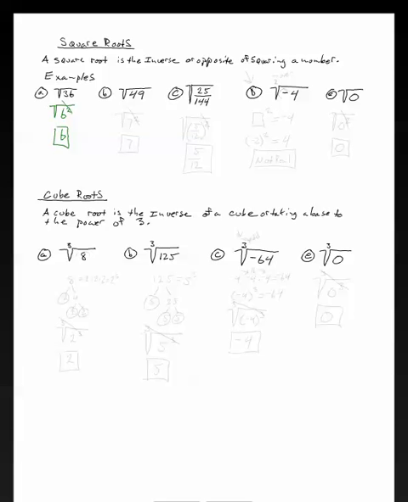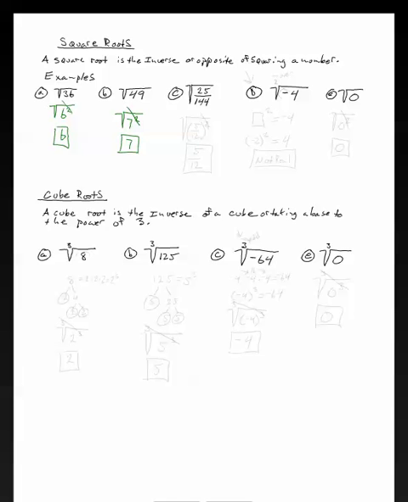In example B, I have the square root of 49. Once again, 49 is 7 times 7, which means it's 7 squared. So I can rewrite the square root of 49 as the square root of 7 squared. And the square root and the power of 2 cancel, leaving me with 7.